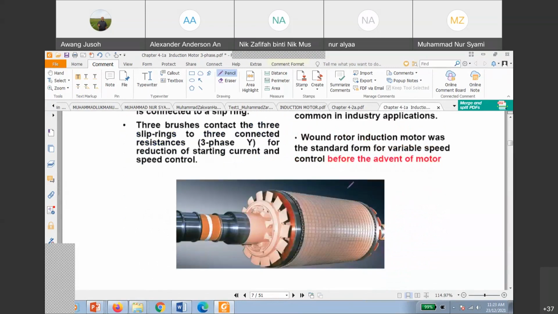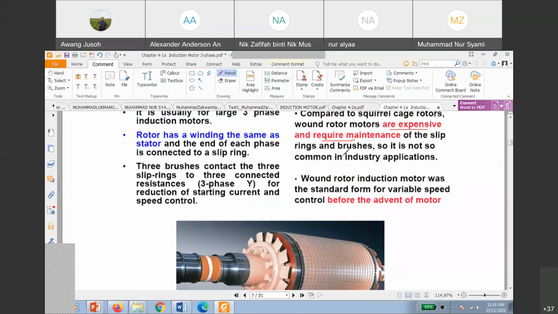In order to change the resistance of the rotor, it is changed by external resistance through the slip ring. That means you need regular maintenance to replace the slip ring so that the machine can operate optimally. Once you use it for a while, the slip ring will get dirty and so on, and you need to do maintenance to change to a new one.